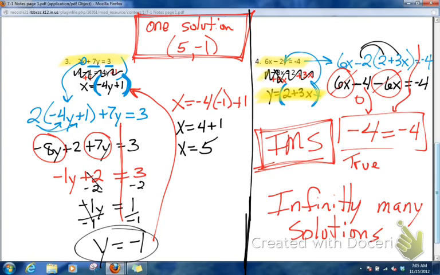So that's what happens when all your variables cancel out. You either get infinitely many solutions because it's true, or you get no solutions because the statement's false. And then you know about your lines. Remember, infinitely many solutions means that it's the same line right on top of itself. No solution means that you have parallel lines. So, again, those are some things to remember, that we're doing the same thing we did in the graphing section. We're just not having to graph the problems anymore.